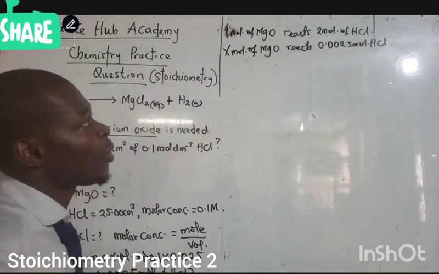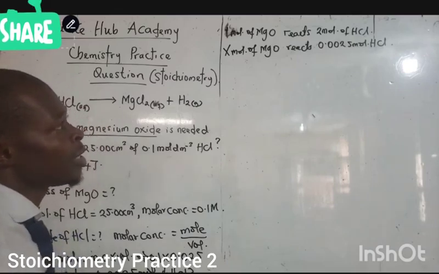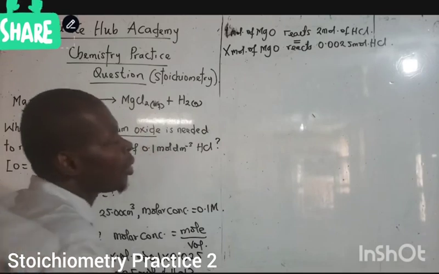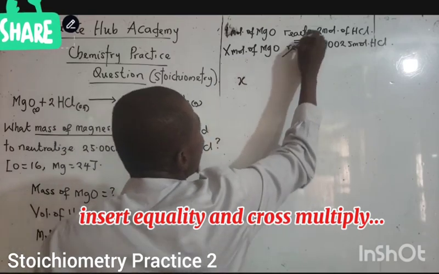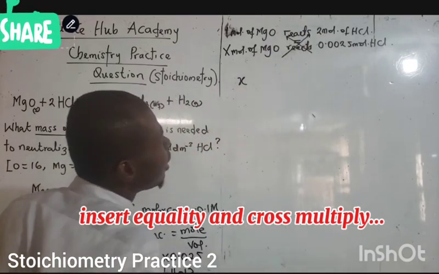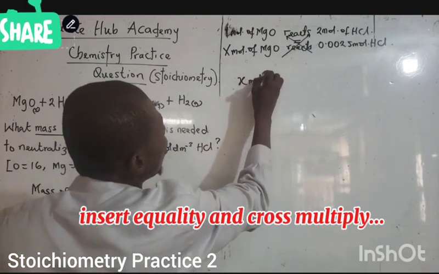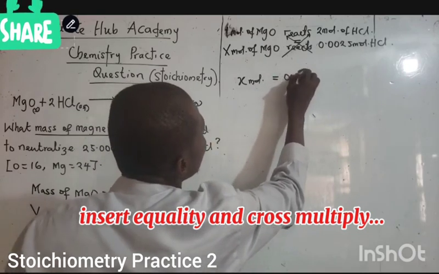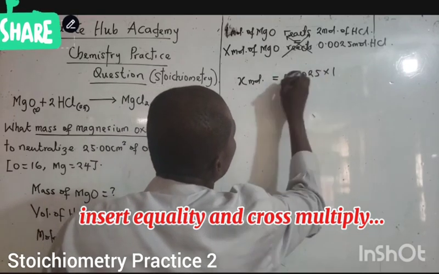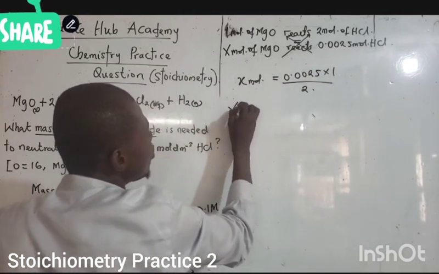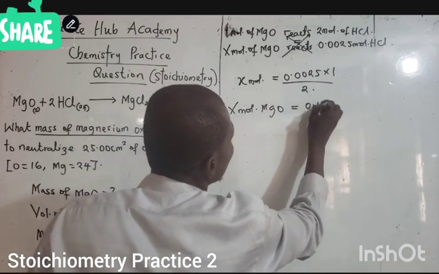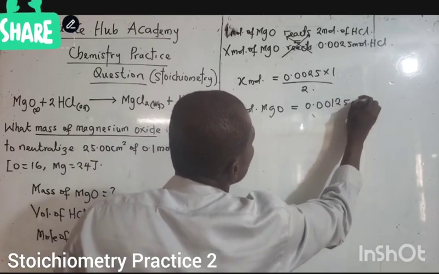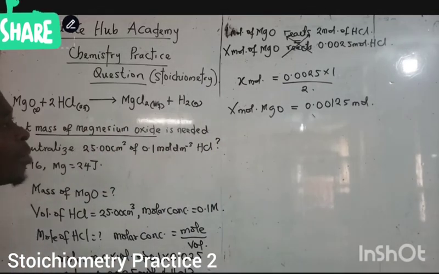So from this, it's therefore easy for us to estimate the mole of MgO reacting in the question. So we can put an equal sign here. So that will give us X. So we're going to have a cross multiplication here. Then X mole of MgO will be equal to 0.0025 multiplied by 1 divided by 2. So it means the mole of MgO reacting in the question is going to be 0.00125. So from there, you can easily estimate the mass as it is required in the question.